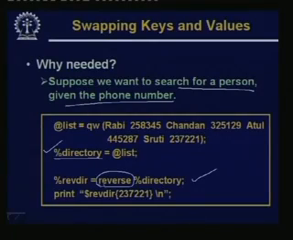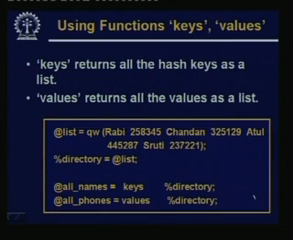After this, if you assign it to another hash array, let us call it rev dir, then we can use this rev dir to access by specifying the telephone number. Like if you give rev dir 237221, then we will get back Shruti as the name. So, here what will be printed will be Shruti. Okay. So, this is how we can reverse the roles of the hash key and values.